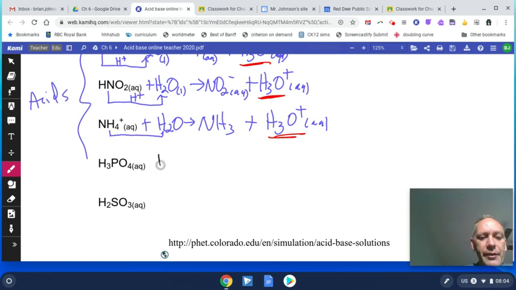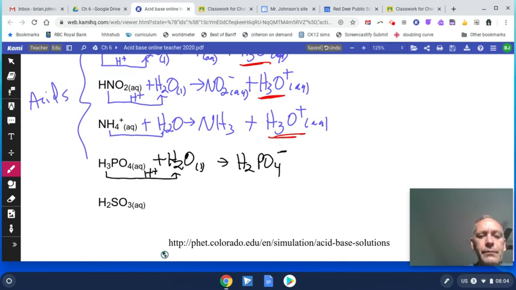Okay, same pattern. React it with water, liquid water. Transfer the H+. So H3PO4 becomes H2PO4. It was neutral. It lost a plus, so now it's -1. H2PO4-. Water gains the H+, so it becomes H3 instead of H2, and a plus. Aqueous, acidic.